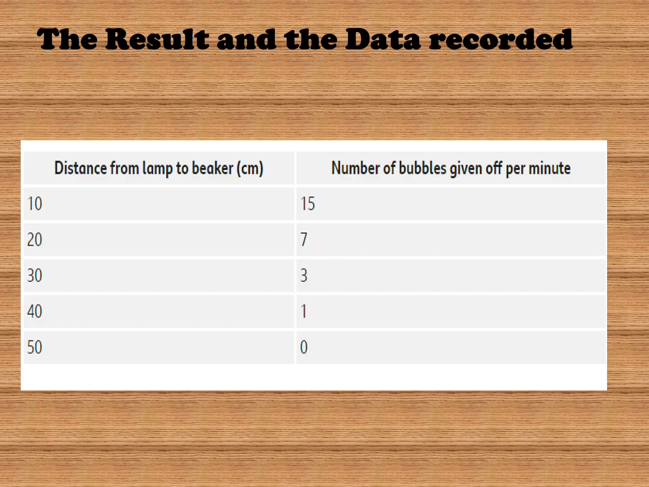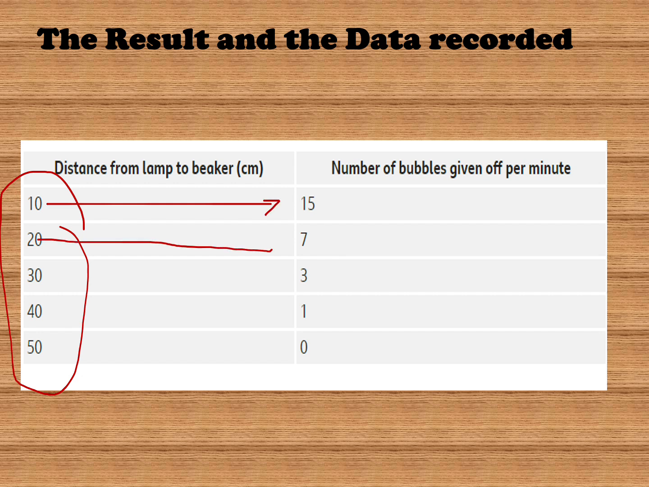So after this experiment, this data was recorded there in the table. First the distance was 10, so the number of bubbles recorded in 1 minute was 15. When the distance was 20, see, distance is increasing, children, so the number of bubbles recorded were 7 in 1 minute.